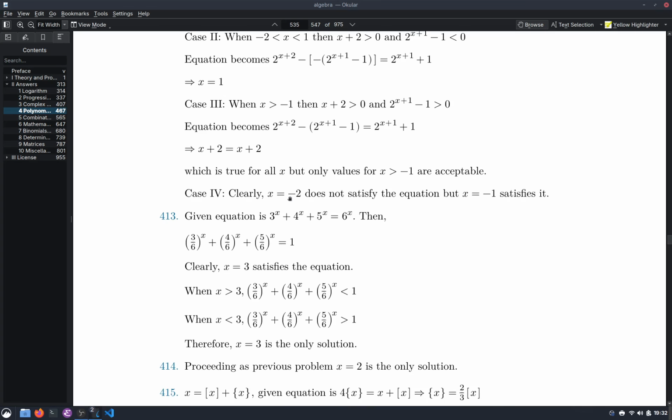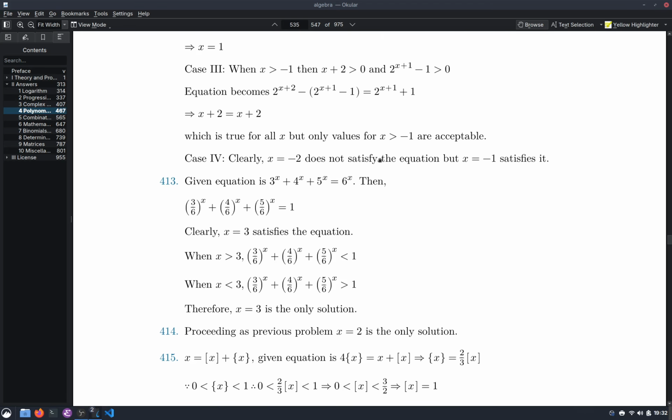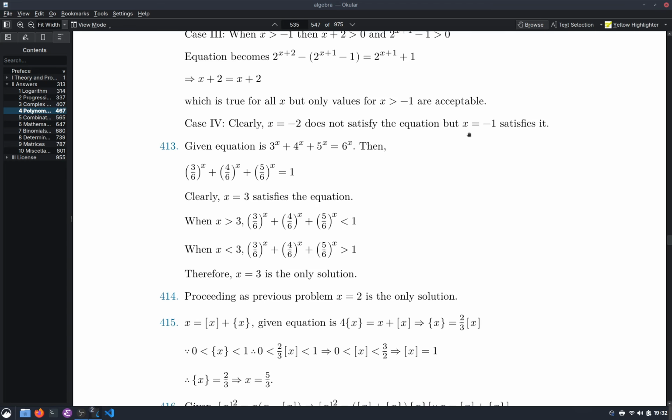Now if you see the equation, then x is equal to minus 2 does not satisfy the equation, but x is equal to minus 1 satisfies it. So that is one solution which we have.